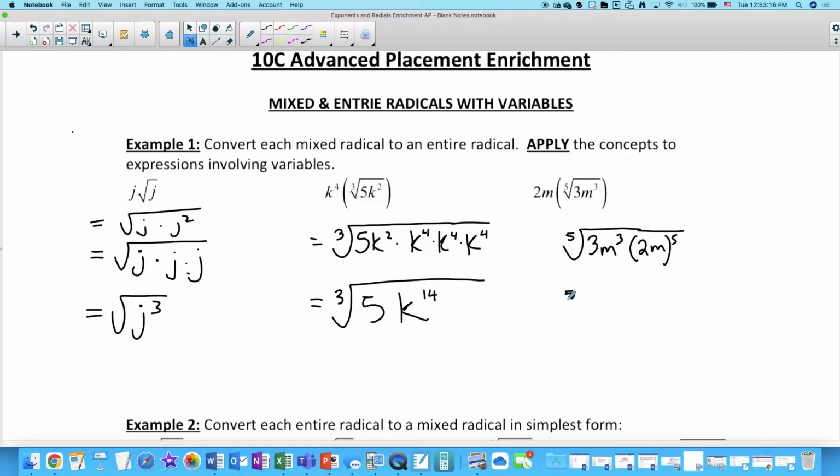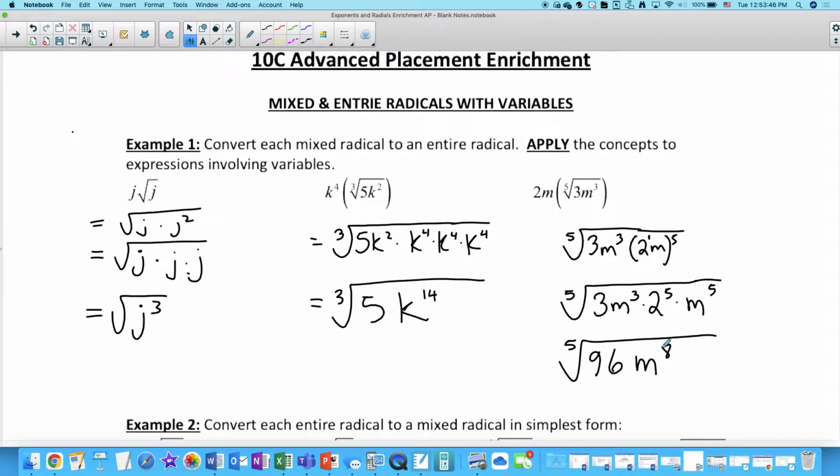So this is going to be the 5th root of 3m cubed. And then this exponent of 5 applies to the 2 as well, times 2 to the 5 times m to the 5. And then we simplify that. So 2 to the 5 is 32, times 3 is 96. So we're looking at the 5th root of 96, and then m cubed times m to the 5 is m to the 8. And the sort of expectation is that you do use exponent laws to simplify the radicand on the inside, or the radicand expression.